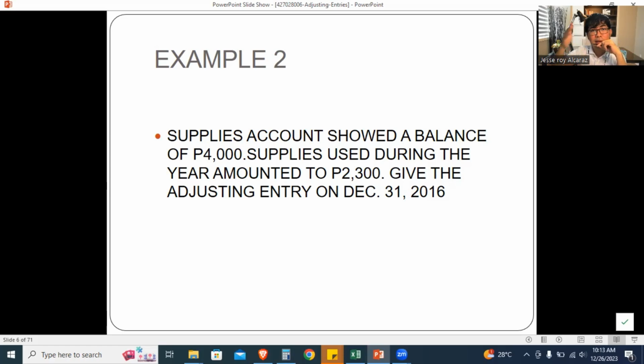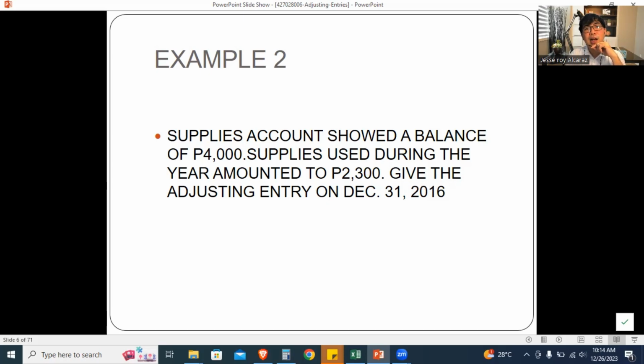And then, at the end of the period, it was determined nga naa daw nagamit. Take note ha. Usahay ang given is kung pila ang nagamit. Usahay pod ang given is kung pila ang nabilin. So there is a separate computation for those two scenarios. In this example, ang gihatag is the supplies used. Okay, so give the adjusting entry.